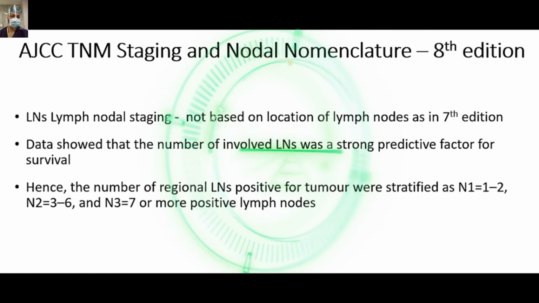In the AJCC 8th edition, the nodal nomenclature is as in the 7th edition and there is no major change. Data showed that the number of involved lymph nodes was a strong predictive factor for survival. Hence, the number of regional lymph nodes positive for tumor was stratified as N1, N2, N3, 1 to 2, 3 to 6, and 7 or more, as in the 7th edition of AJCC. The major change was from 6 to 7, that was the deletion of M1a and M1b status.